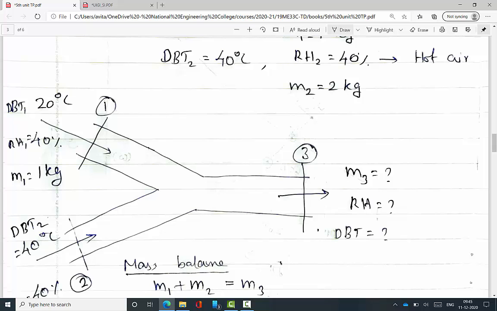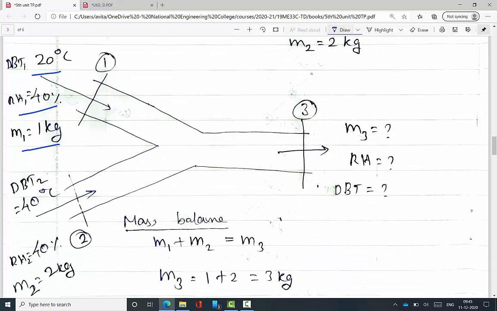Schematic diagram for the adiabatic mixing. Here, primary air at DBT 20 degrees Celsius, RH 40% and mass 1 kg flows in one branch of the tube, and secondary air at DBT 40 degrees Celsius and relative humidity 40% and mass 2 kg is passed in another branch of the tube. Both are mixed here. Then we get a new condition of air.